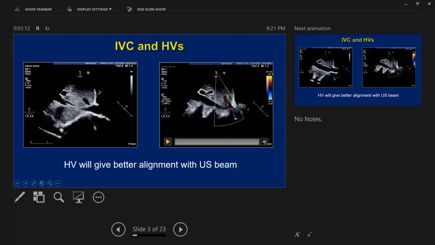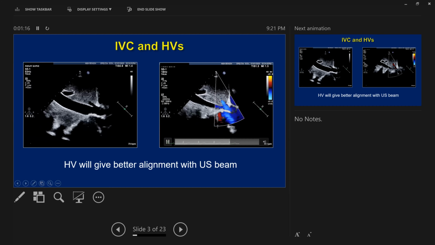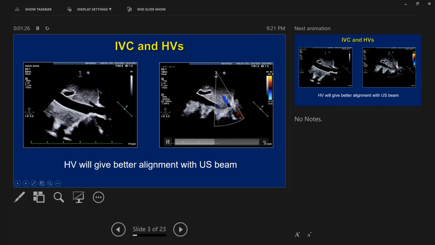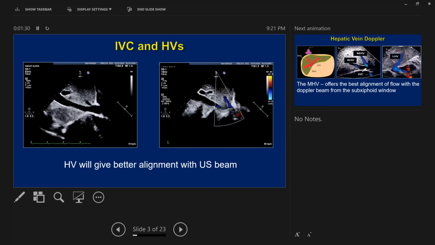And if you can see here in the color doppler, you can see very well the color flow, and it is very well aligned with the hepatic vein. So this is the reason.